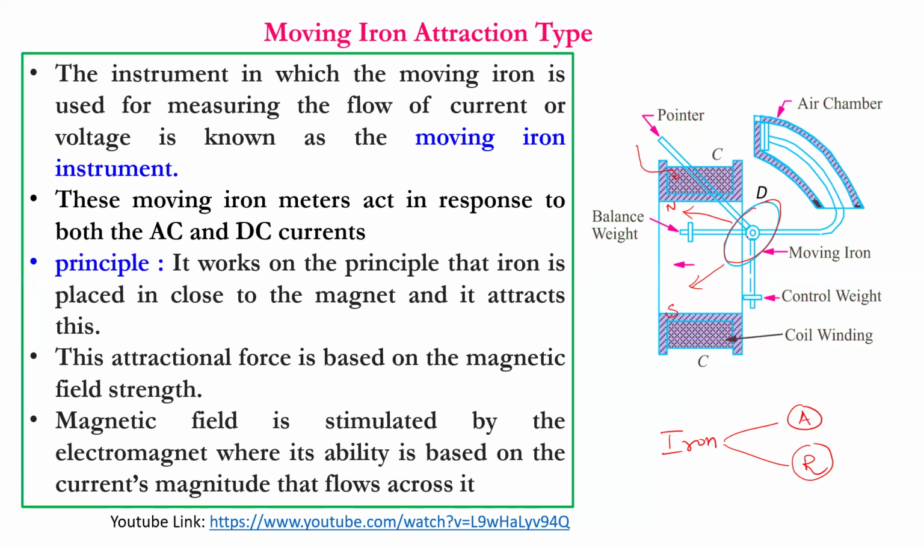The balance weight and control weight are used for controlling that pointer at some particular equilibrium position. And if there are any oscillations, we have to nullify them with the help of the air damping. That's it. Only 3 points. It works on the principle of which thing here? Only one thing. It works on the principle that iron placed close to a magnet is attracted towards it like this. This attractional force is based on the magnetic field strength. That's it.